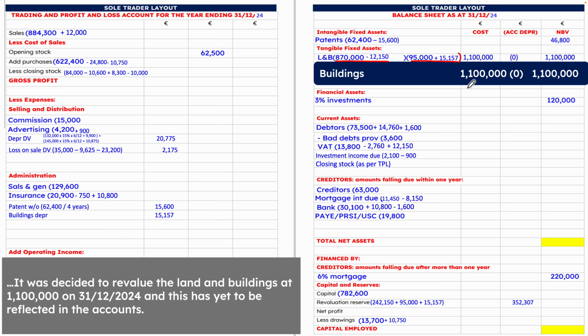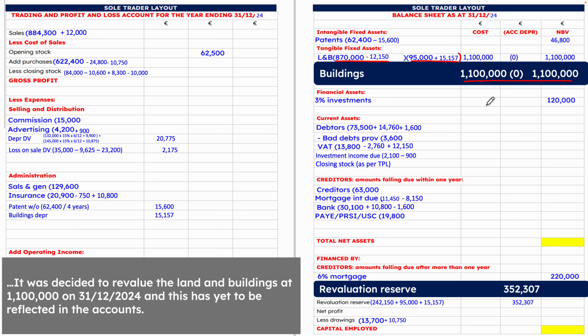But now we've had somebody come in from external and they have said, look, your land and buildings are definitely worth 1.1, so you need to put that into your balance sheet. You need to show that increase in value in your balance sheet, and that is going to be represented down below in your financed by section as a revaluation reserve.